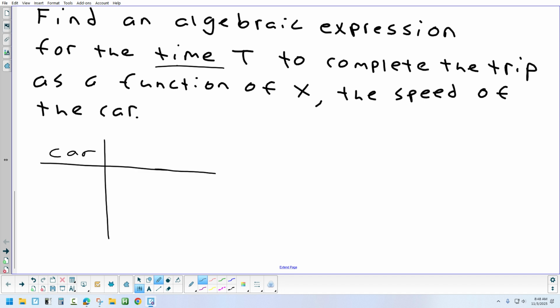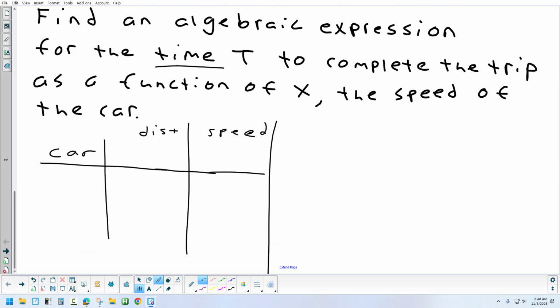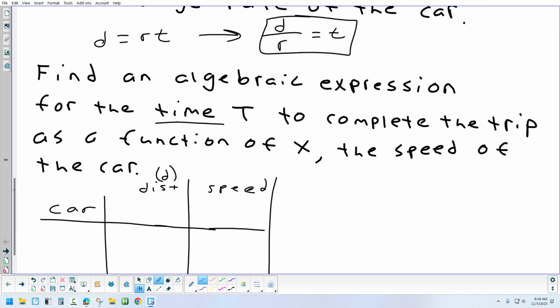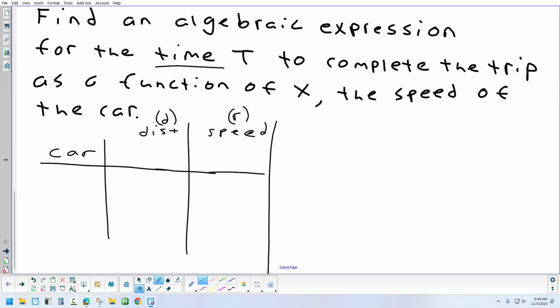The car is going to have a distance that it travels and a speed. Distance in our formula is going to be the d, and speed is going to be the r. I'm just trying to make a table to organize what we know about the car and about the train.